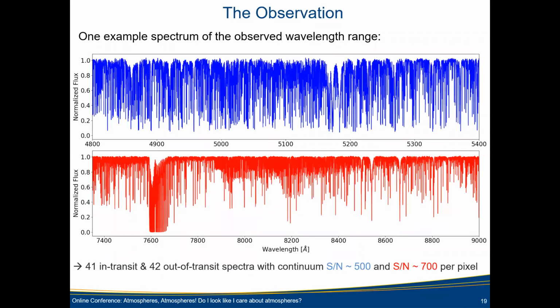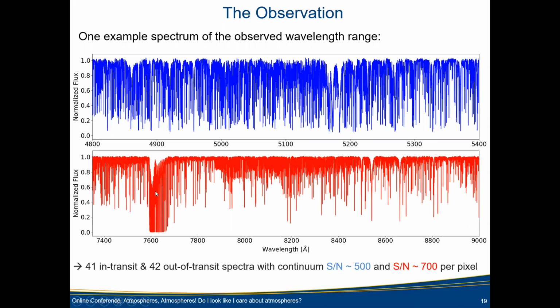Here I am showing example spectra from the wavelength range which we covered. On the top, we have the wavelength range covered in the blue arm of PEPSI from 4,800 to 5,400 angstrom, and in the bottom from 7,400 to 9,000 angstrom. We have only one transit, which is a pity. However, we have an amazing data set. We have more than 40 in-transit and 40 out-of-transit spectra with a signal-to-noise at the continuum per pixel of 500 to 700. It's an amazing data set, and it was a lot of fun to work with it.